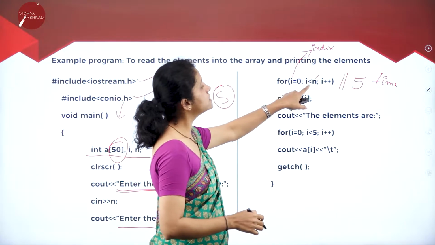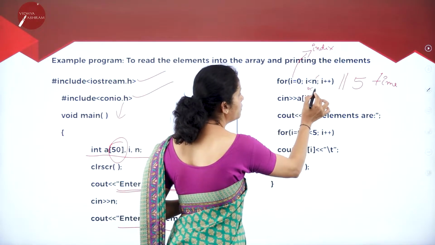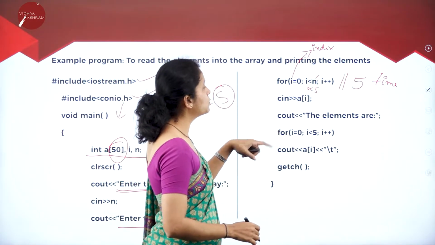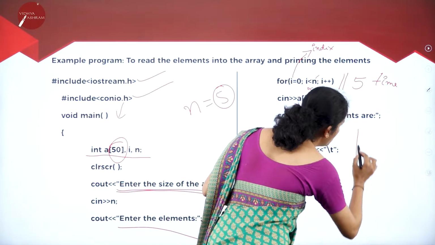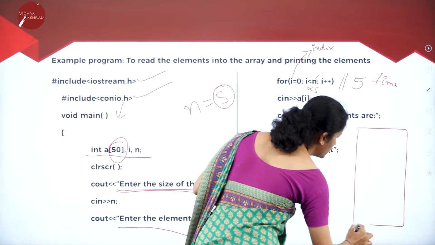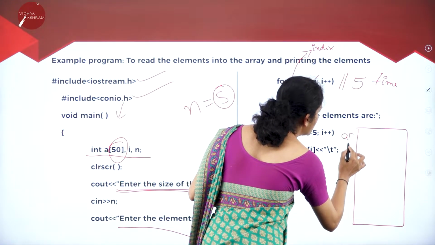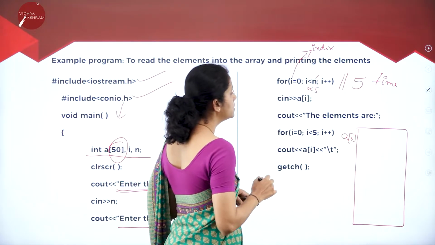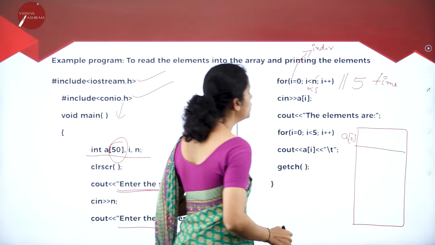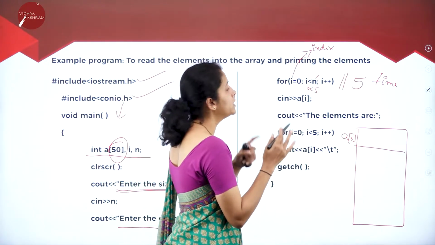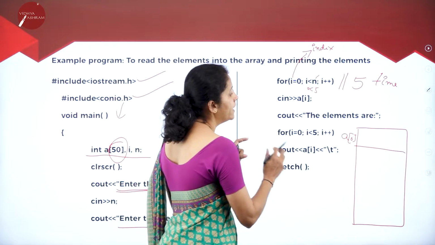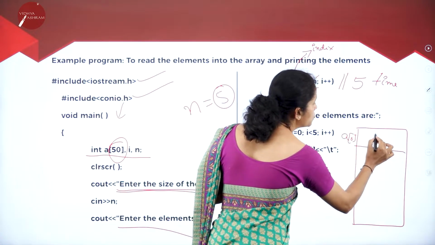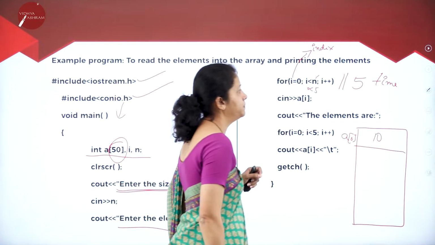Now 0 less than 5, it is true. I'm going to read the value. See, this is the memory allocation. Okay, now it is A of 0. Think that I'm going to enter the value 10, and where I'm going to store it, that is at the location A of 0. So I will store 10.